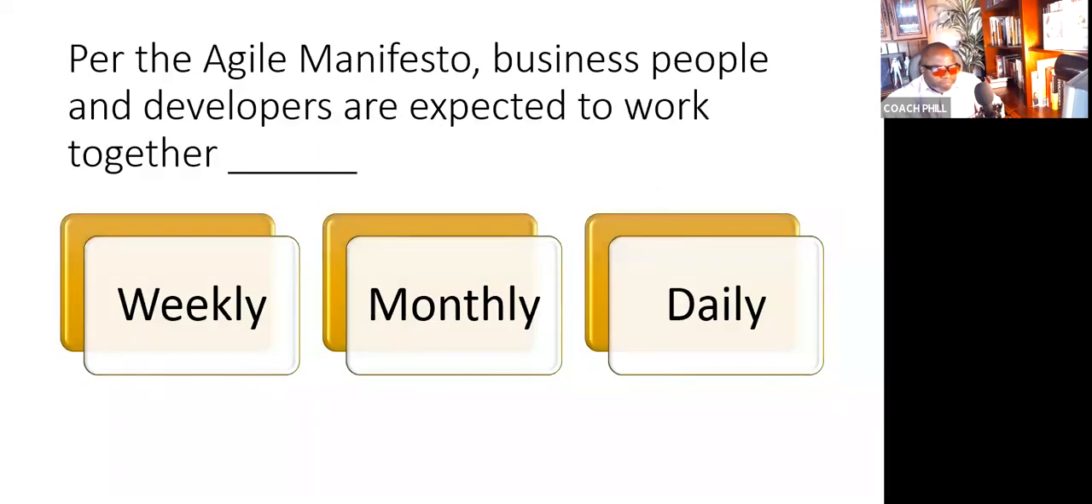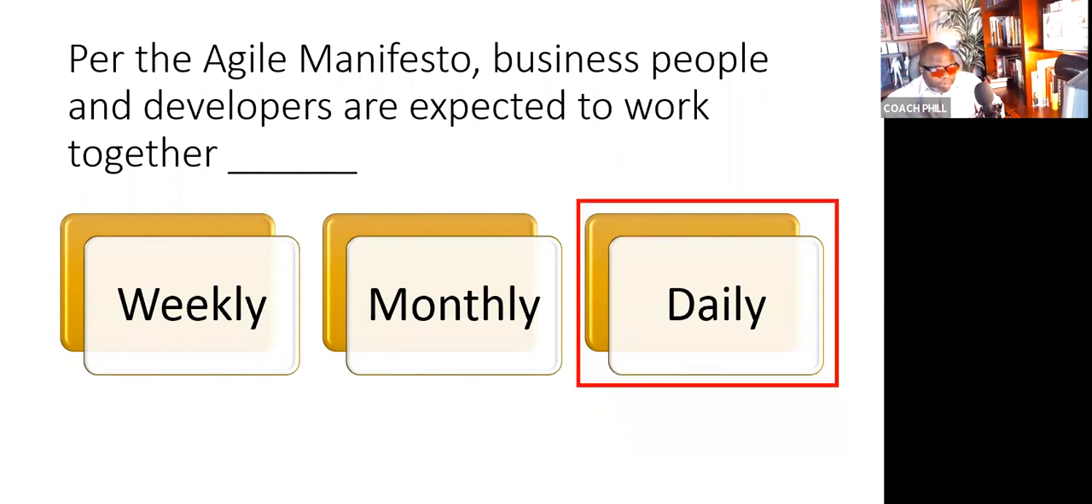Next question. Per the Agile Manifesto, business people and developers are expected to work together what? The answer is daily. Business people and developers should work together daily throughout the project.